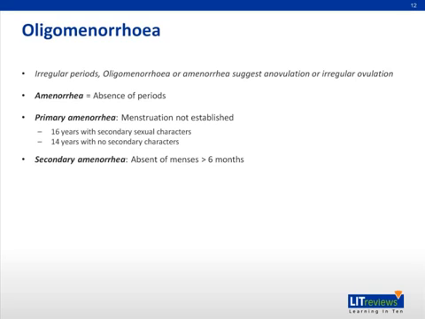Amenorrhea can also be secondary, which means absence of menses for more than 6 months continuously. It's important to remember that the most important cause of secondary amenorrhea is pregnancy. So the first step would be a pregnancy test to exclude that cause. Oligomenorrhea means infrequent periods with a cycle of more than 35 days.